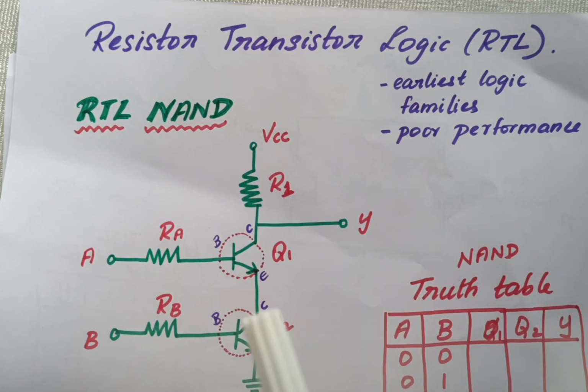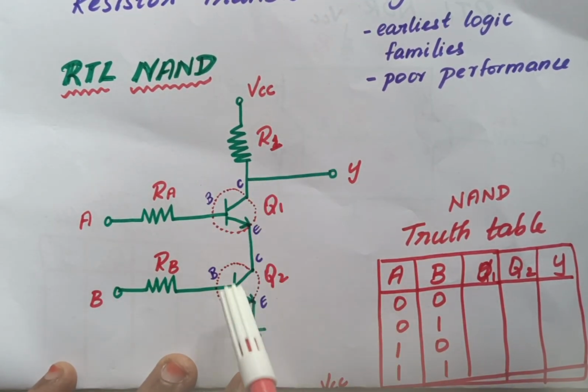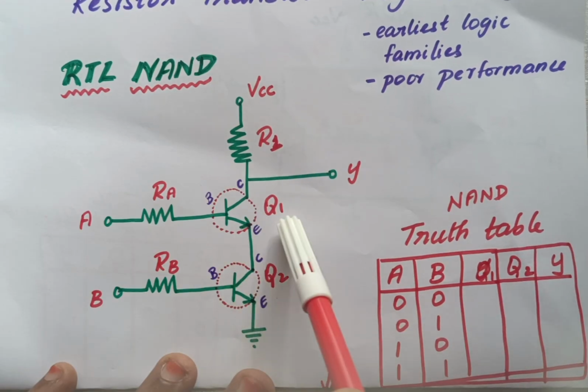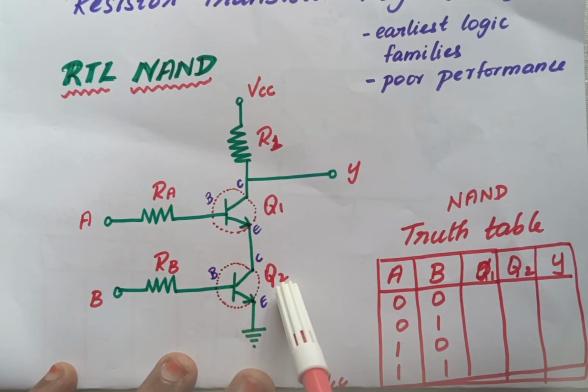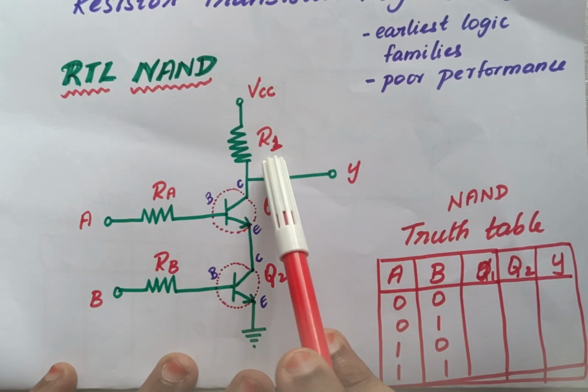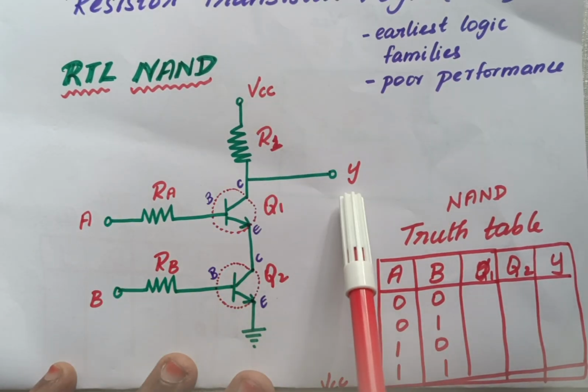And here in RTL, the circuits are designed with transistors and resistors. When we take the RTL NAND, the transistors are connected in series. We have two transistors, Q1 and Q2, and three resistors, RA, RB, and R1. So how does this work? I have two inputs, A and B, and my output is Y.